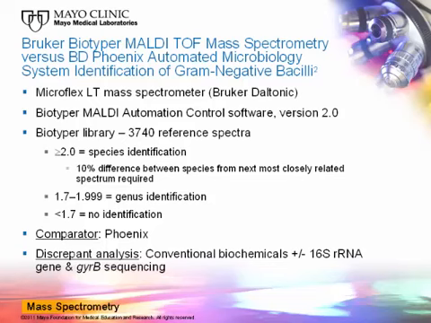A score of greater than or equal to 2 indicates acceptable species identification, assuming that there is at least a 10% score difference between the top match and different genera or species with closely related spectra. A score of 1.7 to 1.999 indicates acceptable genus identification. If the score is less than 1.7, the system does not reliably identify the organism. These score cutoffs were specified by Bruker Daltonics. Discrepant results were resolved by conventional biochemicals and/or 16S ribosomal RNA gene or gyrB sequencing.